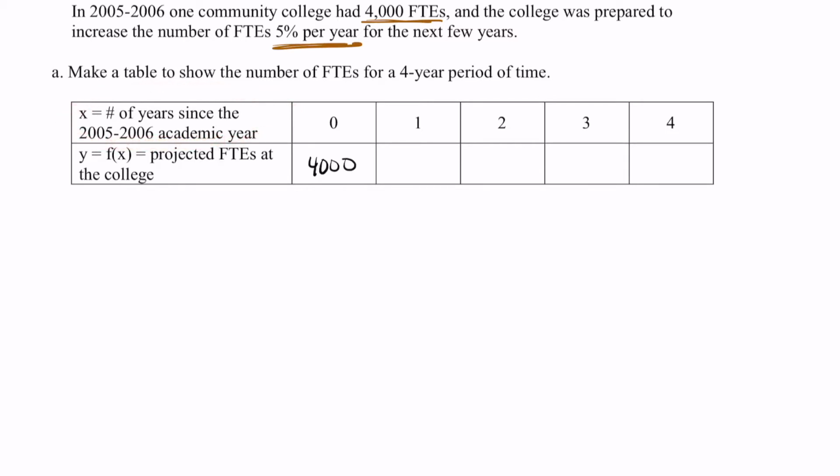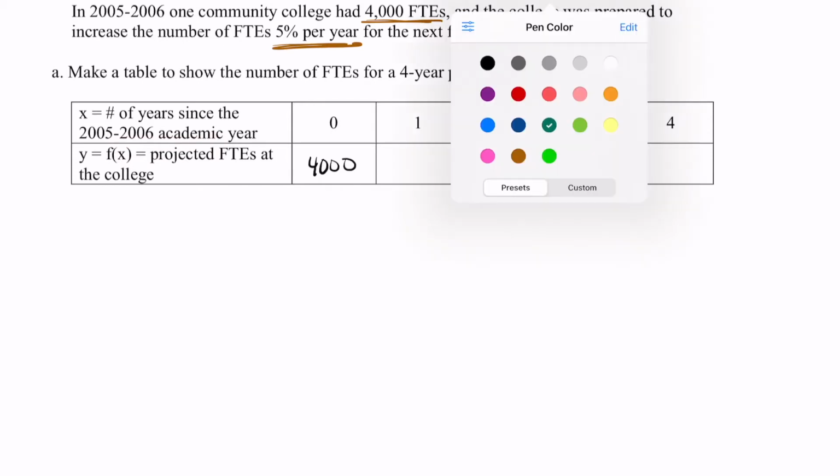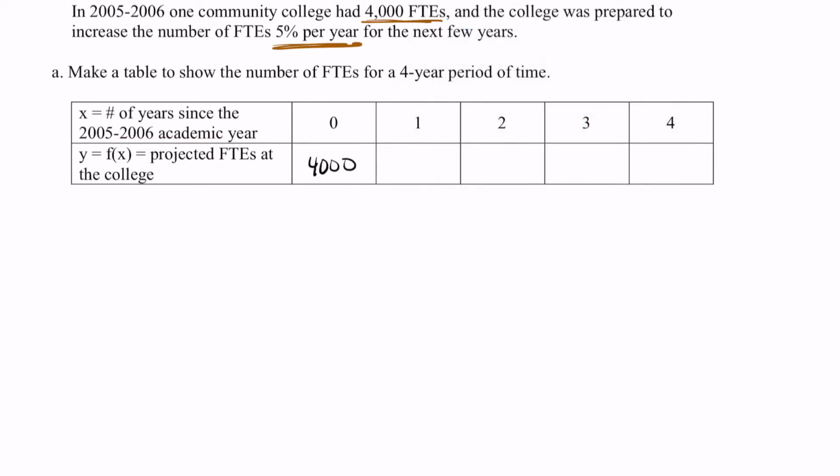So for the next academic year, let's calculate this. And since these notes as they are written lack in space, I made a space. I would use scratch paper on your own if you're doing this. So for year 1, we have 4,000 times, and we want to increase by 5%, so we want to do 1.05.